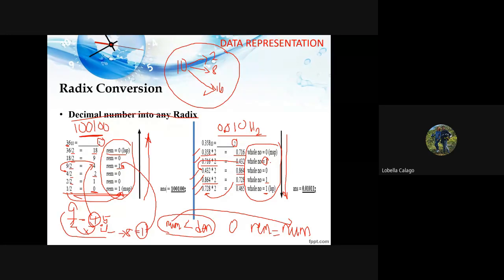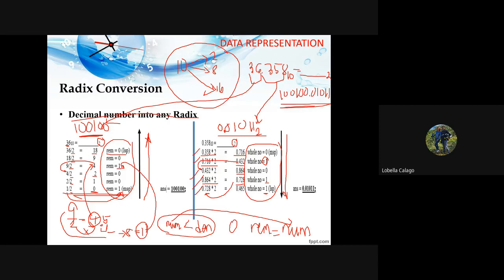If for example, may given po kayong 36.358 base 10, i-convert natin sa base 2. So, paano yan? Kunin mo muna si whole number dito, itong gagamitin. Then, yung 0.358, ito naman ang gagamitin. So, yung answers mo, just combine. So, we have 100100.01011. So, yan po yung answers. You just combine it. Okay, so that is for decimal number into any radix.